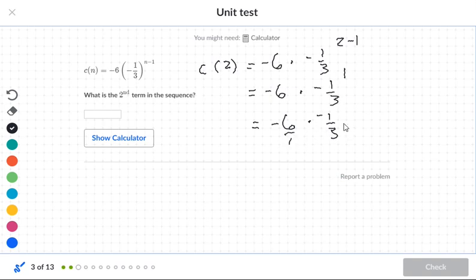We put the negative 6 over 1. We can go ahead and multiply, so we get a positive 6 over 3, which is 2. So c of 2 is equal to 2.